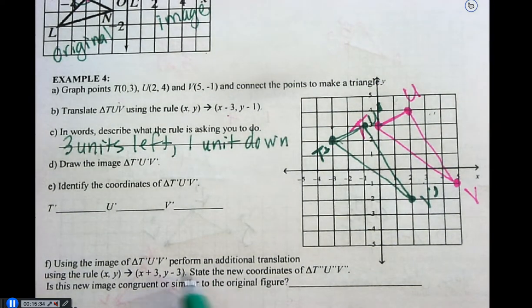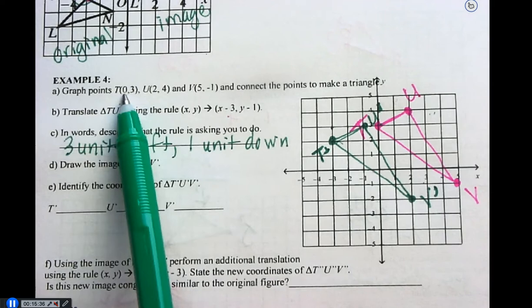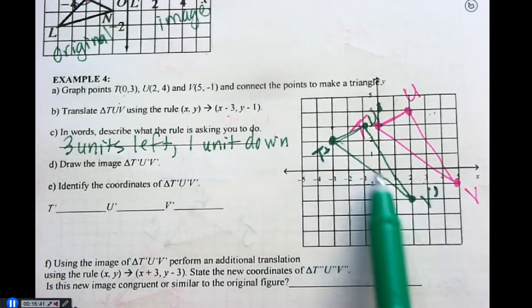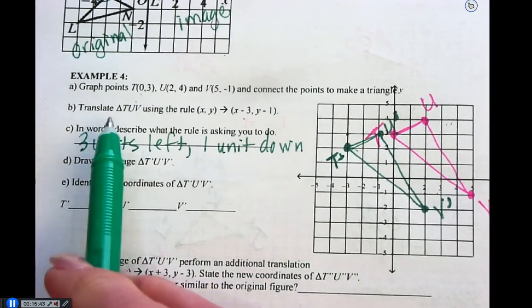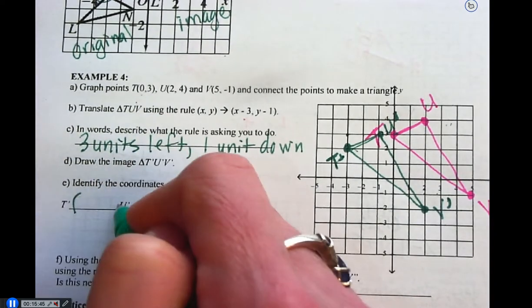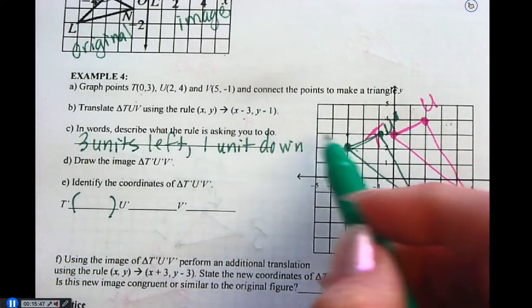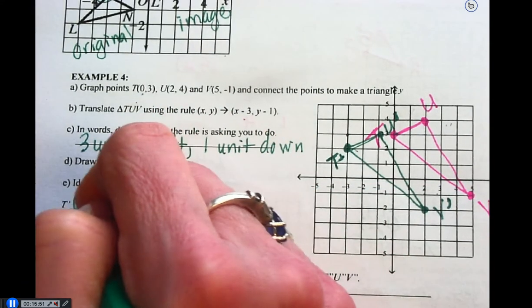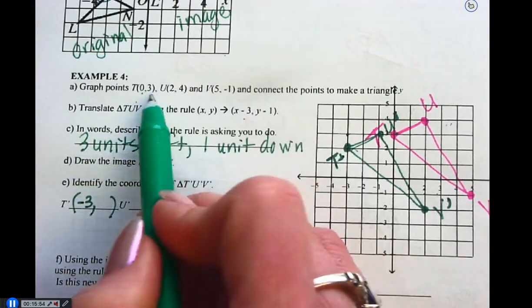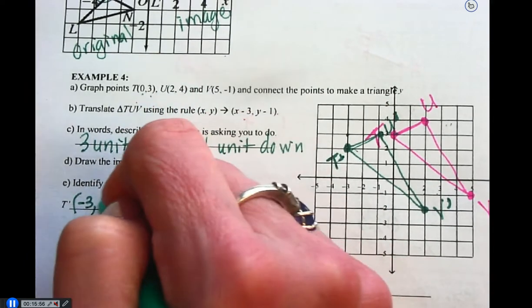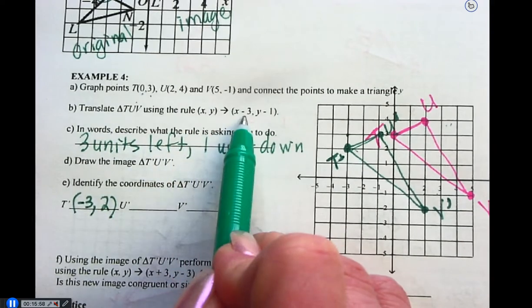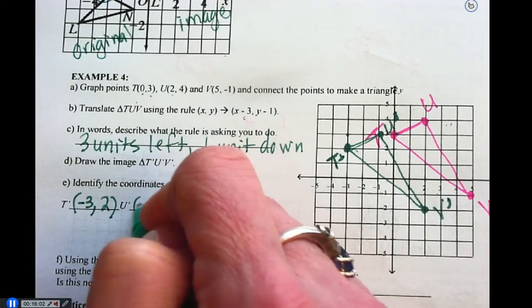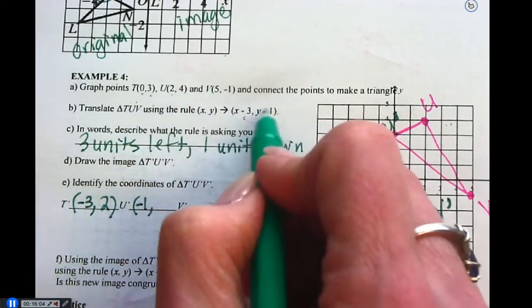So if I wanted to list my new coordinates, I'm just taking 3 away from my x and 1 away from my y, or I could look at my graph. So the coordinates of T prime would be 3 to the left, so I'm taking 3 away, so it's -3, and I'm taking 1 away from y, so it's 2. I'm just following the rule now. And then for U, my original U was 2. 2 minus 3 is -1. And then 4 minus 1 is 3.